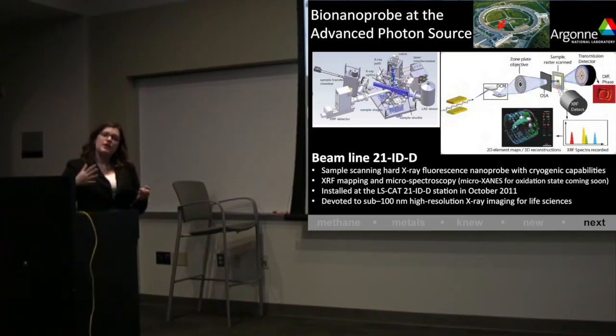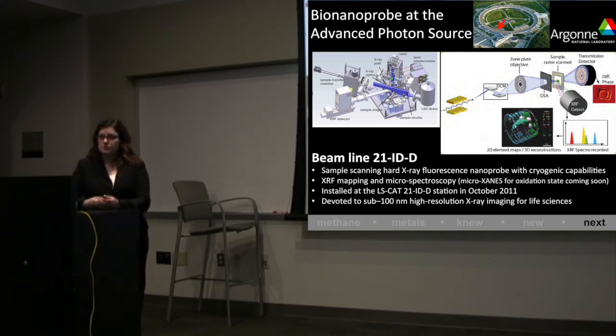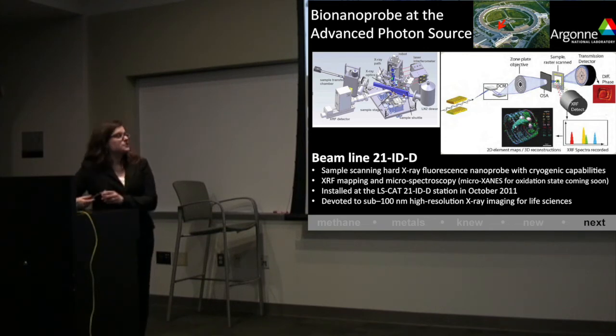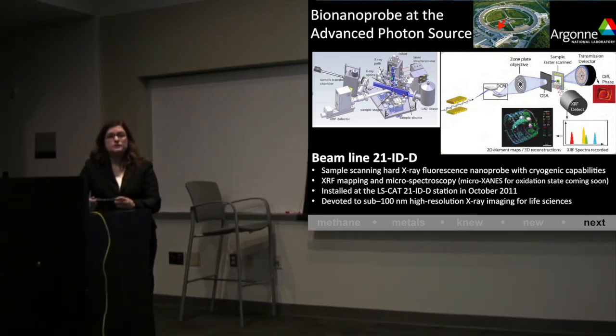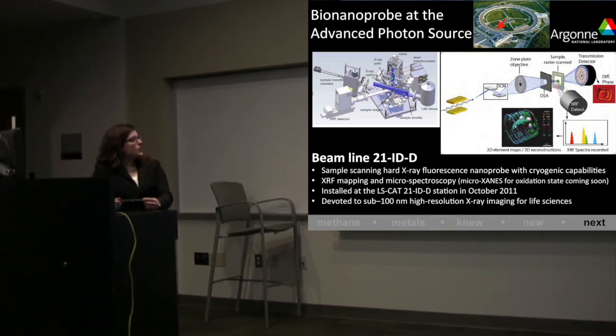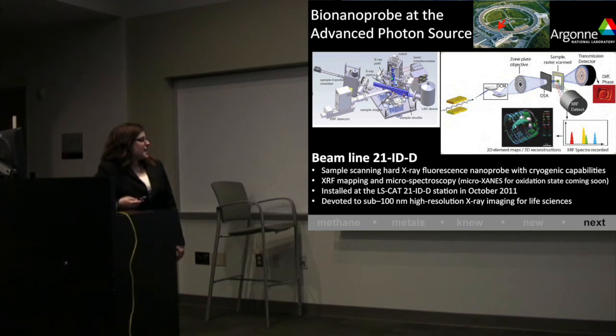Throughout my postdoc, one of my major aims was to map the elemental distribution in these AOM consortia. I tried to do this with NanoSIMS, and I had quite a hard time getting the detection limits low enough to map the actual trace elements. So now I'm using the Advanced Photon Source at Argonne National Laboratory, specifically Beamline 21-ID-D, which is a hard X-ray fluorescence nanoprobe that has cryogenic capabilities.